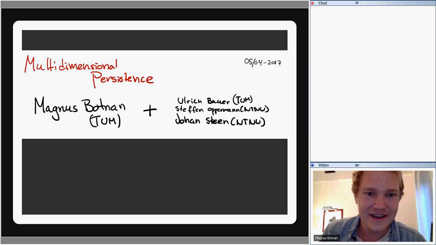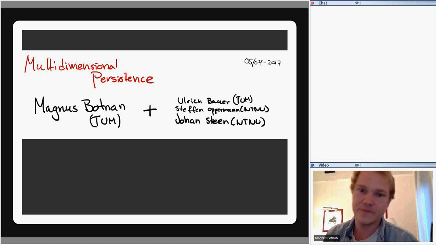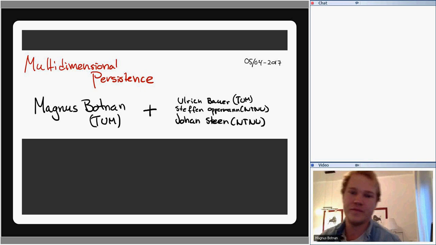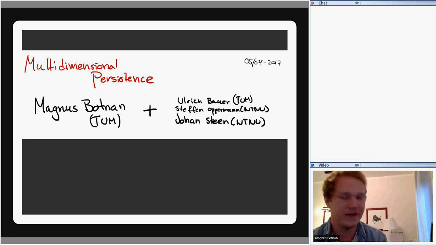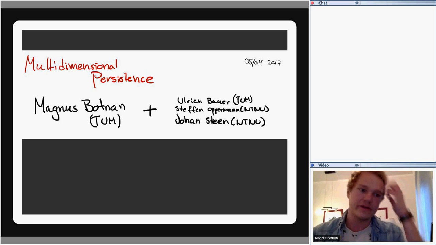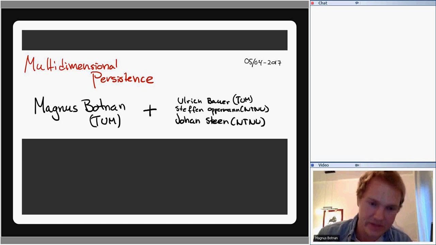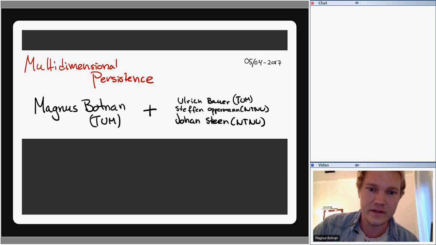Anyways, it's a project on multi-persistence with Libber, which I suppose many of you know. I'm working with Stefan Oppermann and Johan Sten, both algebraists who are interested in applied topology. This research is very much motivated by things in applied topology, but some interesting results are not directly applicable to our setting; the more general results have come from this. In this talk, I will focus on the real R topology.